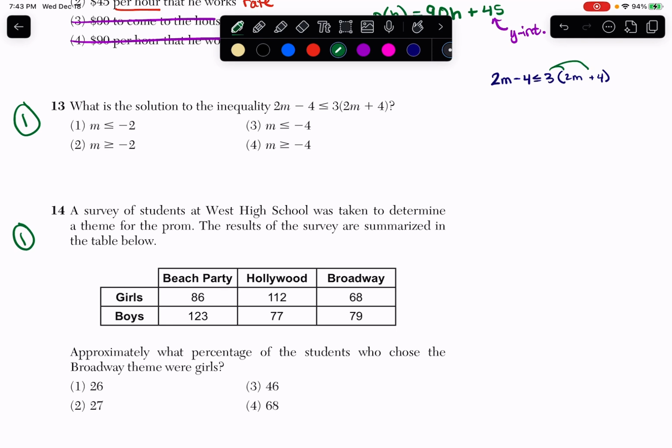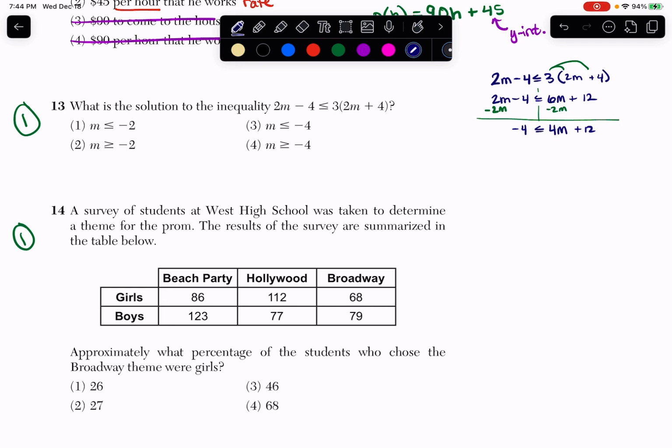First thing I'm going to do is distribute. I know that's an acceptable move. So I get 2m minus 4 is less than or equal to 6m plus 12. And then my next goal is I want all of the m's on one side and all of the constants on the other side. So I'm going to subtract 2m on the left and the right, so that I can get all of my m's together. So 6m minus 2m gives me 4m. I'm going to bring down everything else.